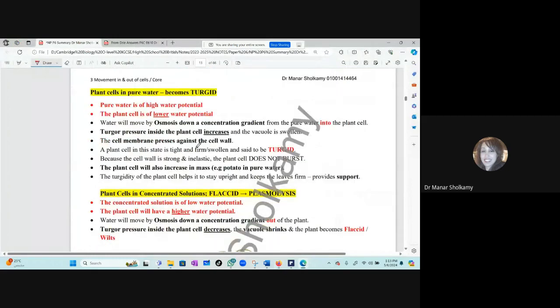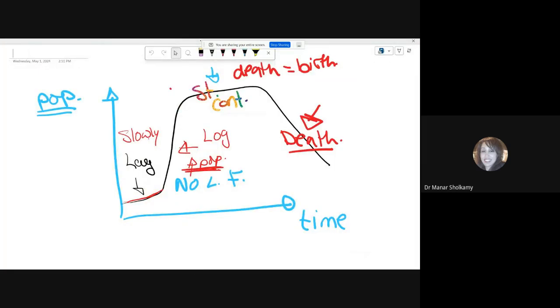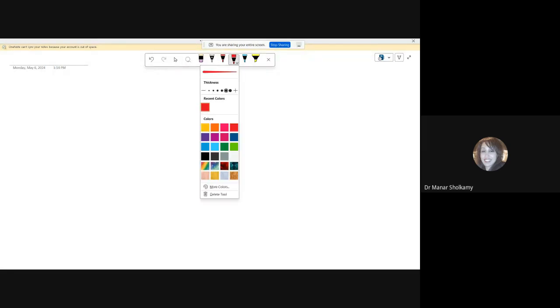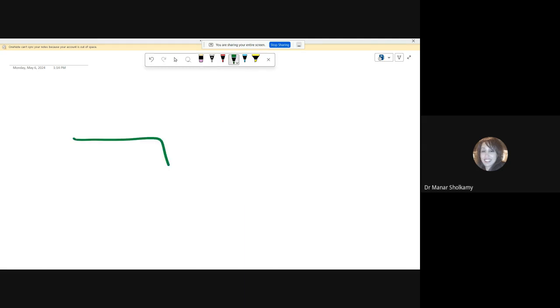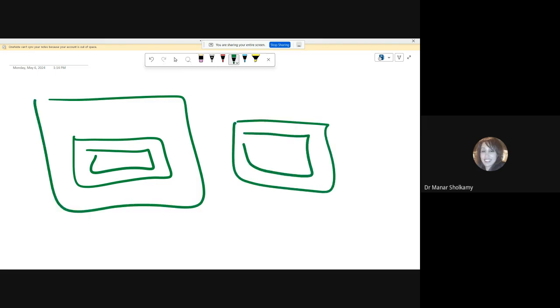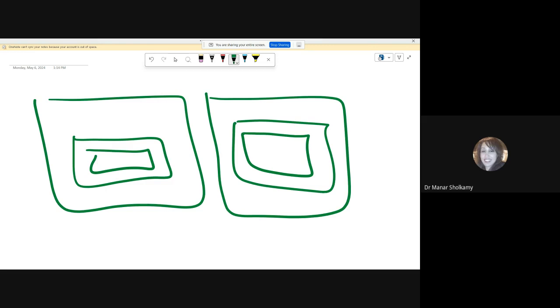Good. Now, concerning movement in and out of cells, plants in water and different concentrations of water. Now, this is so important. I know you know it, but we're here to revise things before the exam. So the different possibilities: either you have a plant cell in a concentrated solution, or you have a plant cell in a dilute solution, or you have a plant cell in an isotonic solution.